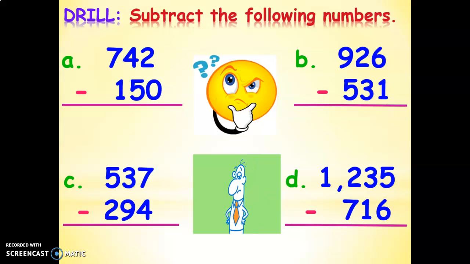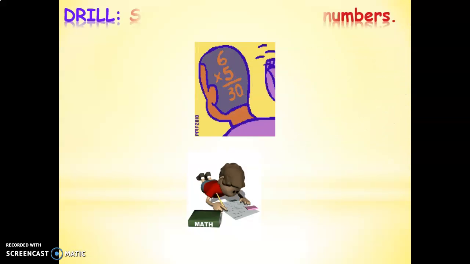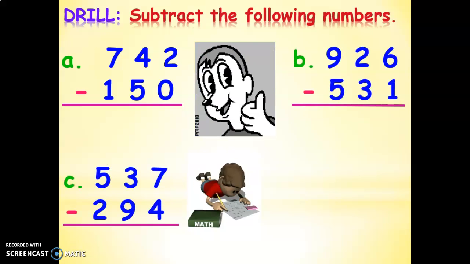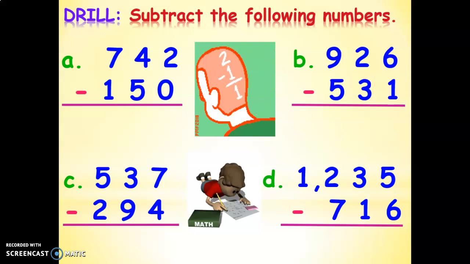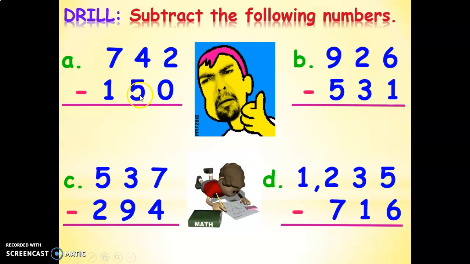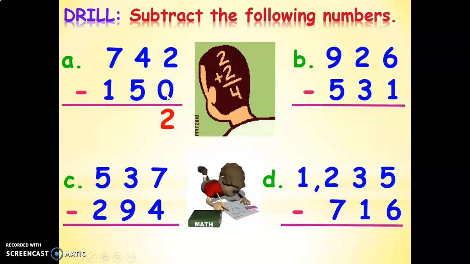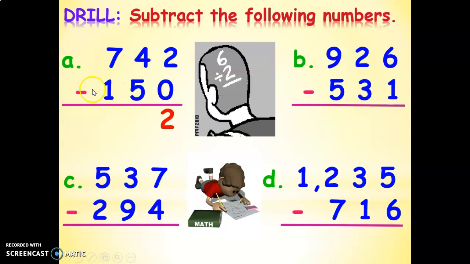And if you are ready, you can now see the correct answers for this drill. So again, for letter A, B, C, and D. Let's see the correct answer for letter A. Starting from ones place, we have 2 minus 0. The answer is 2. For tens place, that's 4 minus 5.